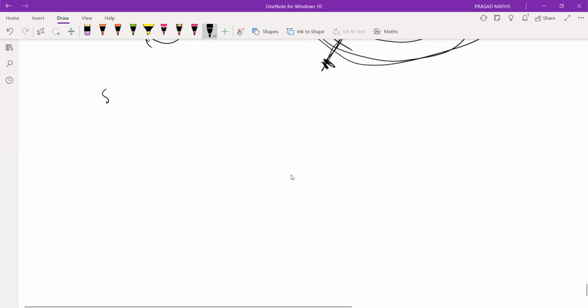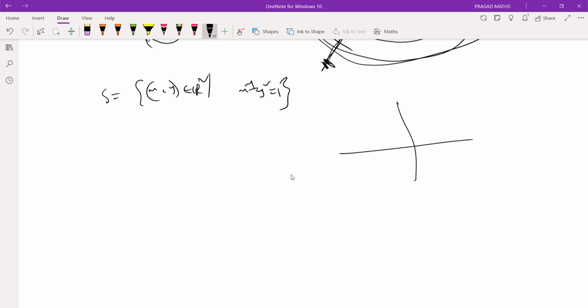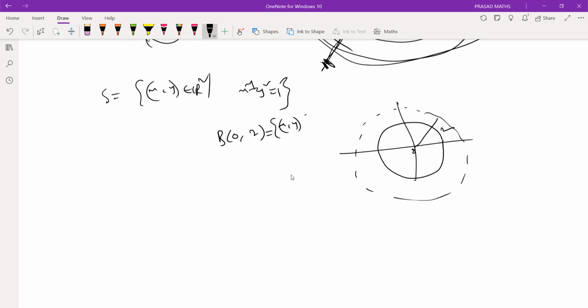Suppose I give this problem a little differently: x square plus y square equals 1. Is it bounded? Bounded, sir, because I can fit some open ball with center 0, radius 2. This open ball is nothing but what? An open circle, center at 0 with radius 2, which contains your circle. Yes or no? Yes. Therefore, S is inside some open ball, hence it is bounded.